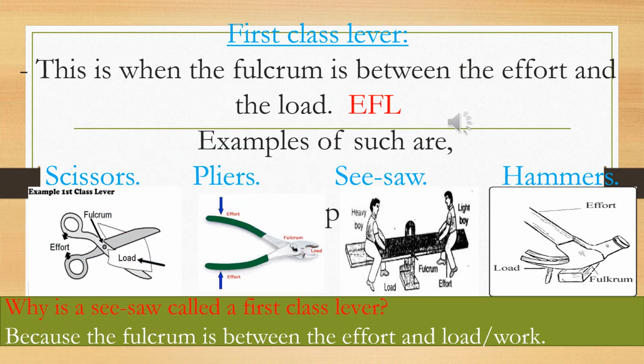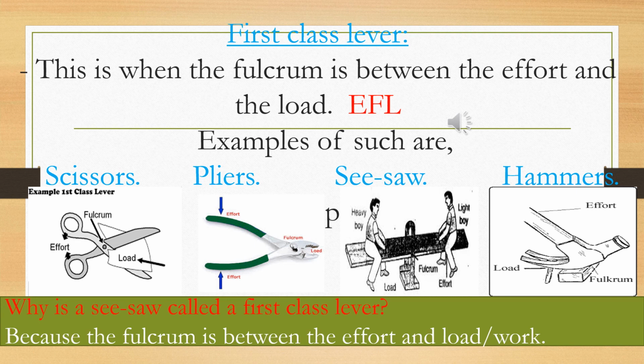Alright, as I told you, there are three classes: the first class lever, the second class lever, and the third class lever. And don't forget, we said that what determines the machine to be called first class, second class, or third class is the position of the effort, the fulcrum, or call it pivot, and the load. The most important is the position of the fulcrum.